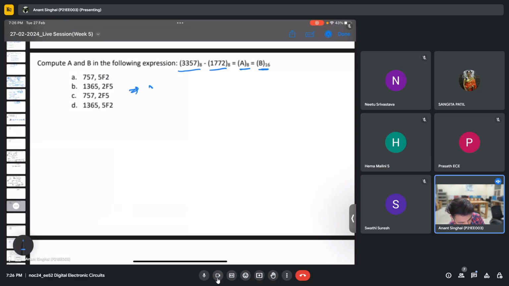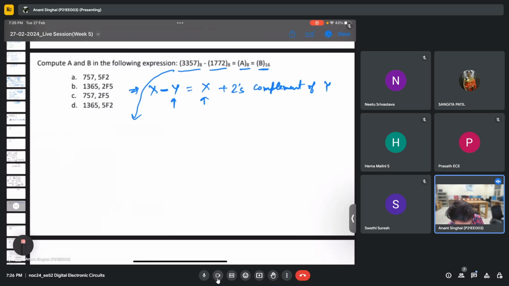For this, you need to know that x minus y is nothing but x plus 2's complement of y, if both are in binary. So if you need to subtract two numbers, you need to convert the latter number into its 2's complement, and you can just add that number to the first number and you will get the final answer. So I'll use this technique to solve this question.